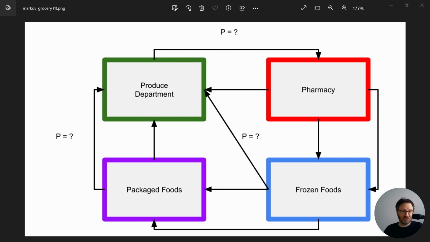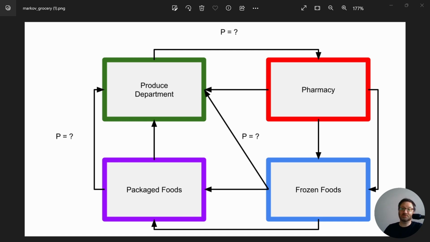So from the produce department, you can go to the pharmacy. And from the pharmacy, you can go to frozen foods. And from frozen foods, you could go to packaged foods and then go back to the produce department or back to frozen foods or to the pharmacy or whatever. You can move around inside the store. The important thing here is that there is a probability associated with each move or transition. And so as you transition from one state to another, there's a likelihood associated with that.